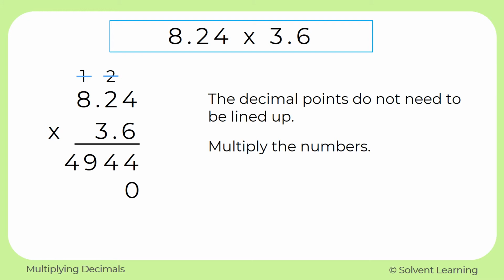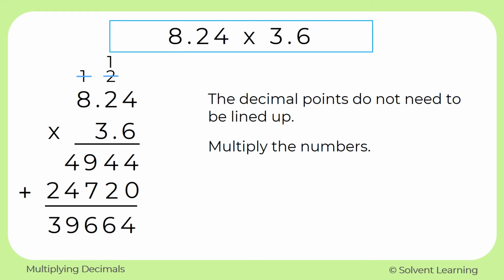3 times 4 gives us 12. Bring the 2 down, carry the 1. 3 times 2 is 6. Add that 1, we get 7. And 8 times 3 is 24. Now we can add. We get our total, 3966.4. It doesn't have the decimal point.